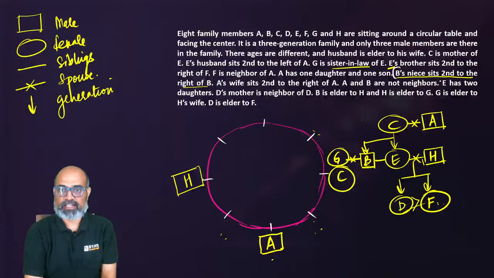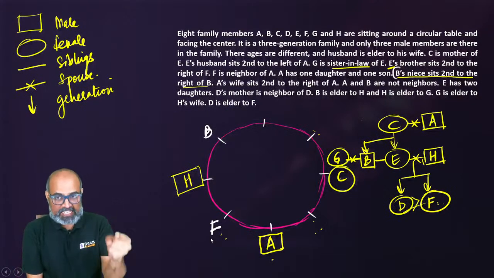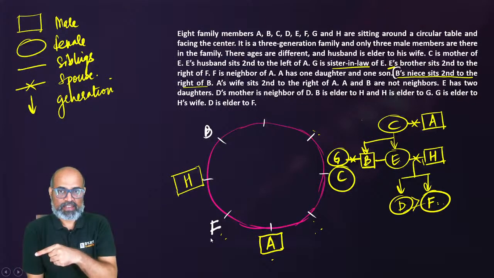So I'll start from here, that B's niece sits second to the right of B. So this is where B is sitting. Second to the right of B, we have the niece. Let's call it F. The moment I have F over here, if you guys remember, E's brother, that is B, sits second to the right of F. Hold on. B's niece sits second to the right of B, and then it is given that E's brother, that is B, sits second to the right of F.